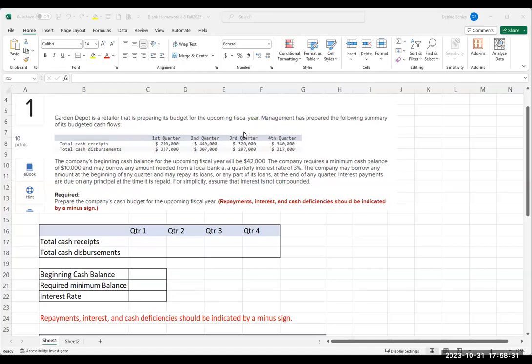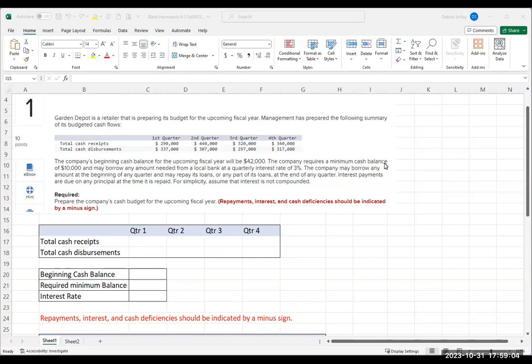So this is a tutorial for homework 8-3. We'll start with question 1. Garden Depot is a retailer that is preparing its budget for the upcoming fiscal year. Management has prepared the following summary of its budgeted cash flows. And so here's the information they gave me for each quarter: total cash receipts and total cash disbursements. The company's beginning cash balance for the upcoming fiscal year will be $42,000.